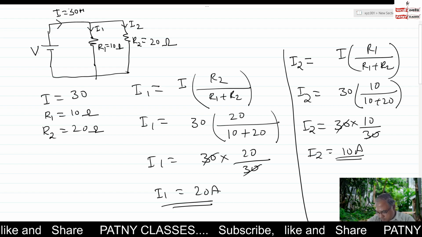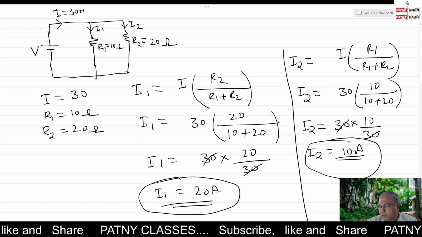Thus what is the result? The result is I1 is equal to 20 amperes and I2 equals 10 amperes. This way we can easily find out the division of current in parallel circuits. Let us take one more example for 3 resistors connected in parallel.